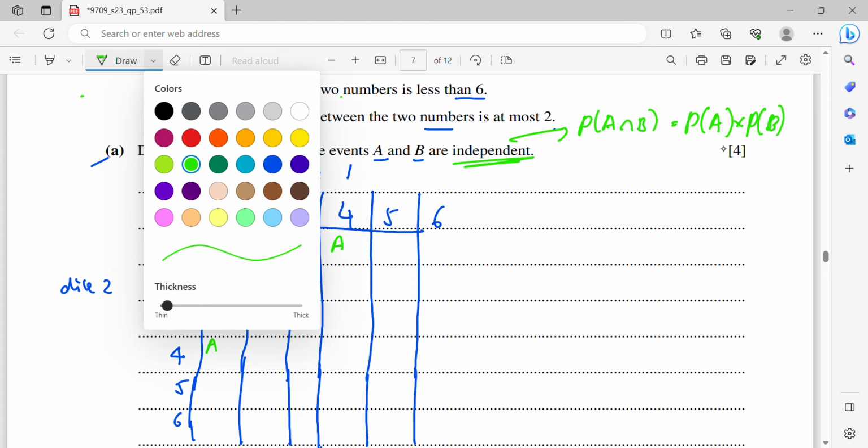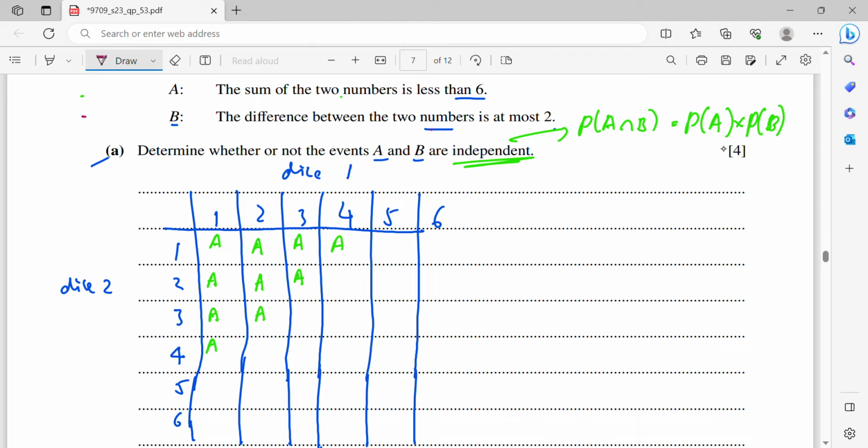Now B, the difference between 2 numbers is at most 2. At most 2 means maximum 2. So it can be 0, can be 1, can be 2. So now 1 minus 1 is 0. It will be B. 2 minus 1 is B. 3 minus 1 is 2. It's also B. 2 minus 1 is 1, I get B. 2 minus 2, 0, I get B. 3 minus 2 is B. 4 minus 2 is 2. 3 minus 1 is 2, that means it's B. 3 minus 2 is 1, B. 3 minus 3, 0. 4 minus 3 is 1. 5 minus 3 is 2.